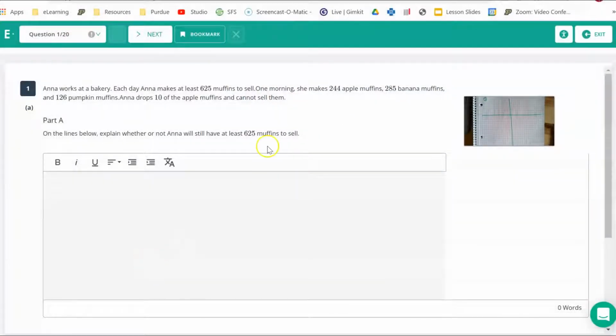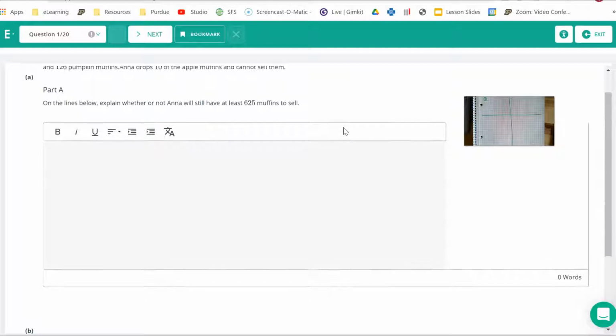The second step of answering a word problem is reading it out loud. Let's go ahead and begin. Anna works at a bakery. Each day, Anna makes at least 625 muffins to sell. One morning, she makes 244 apple muffins, 285 banana muffins, and 126 pumpkin muffins. Anna drops 10 of the apple muffins and cannot sell them. On the lines below, explain whether or not Anna will still have at least 625 muffins to sell.